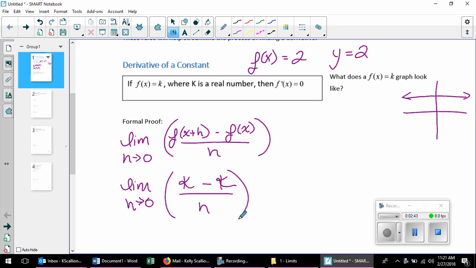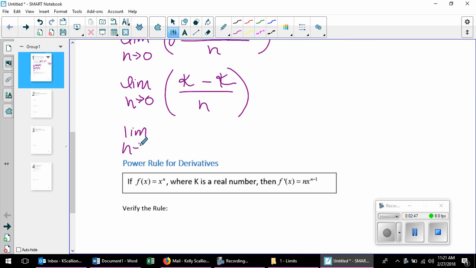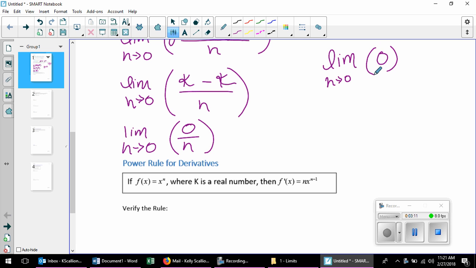So what's that? The limit as h approaches 0 is going to be 0 over h. Is that undefined? Is that indeterminate? Not yet. If you evaluate this, what does it give you? 0. So we know that the derivative of a constant function is 0. The derivative of a constant function is going to equal 0.